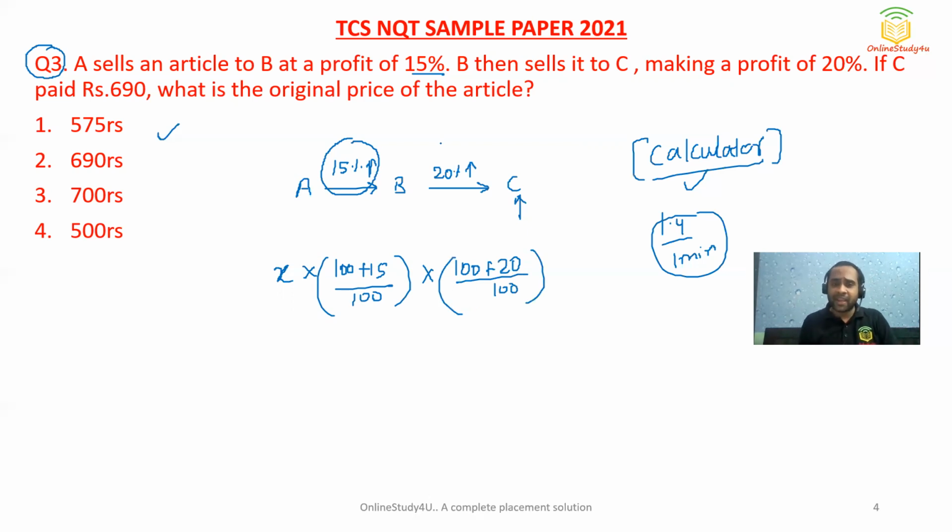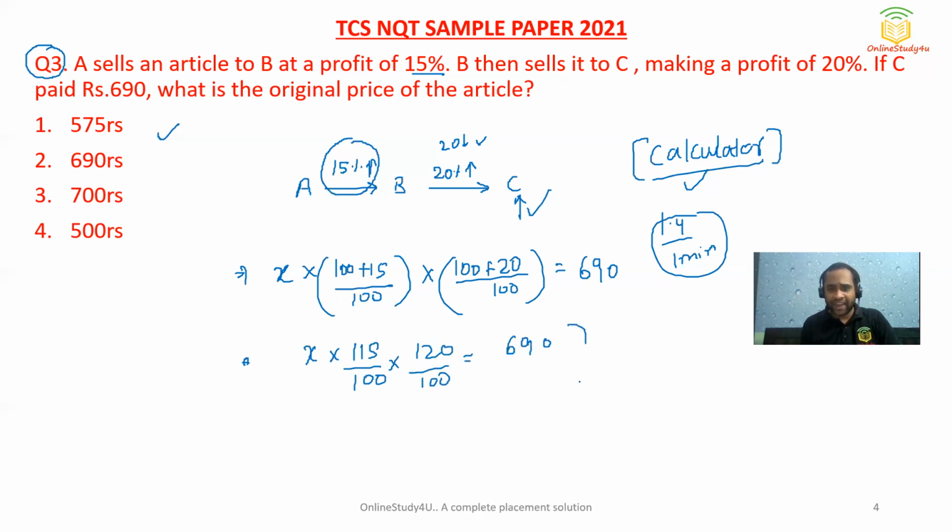If they say B had sold to C at 20% loss, then subtract from 100 and divide by 100. And how much did C pay? So C paid 690 rupees. That's all done. So X into 115 by 100 into 120 by 100 will be equal to 690. Friends, practice makes a man perfect. 690 is divisible by 23. 23 into 3 will be 69.